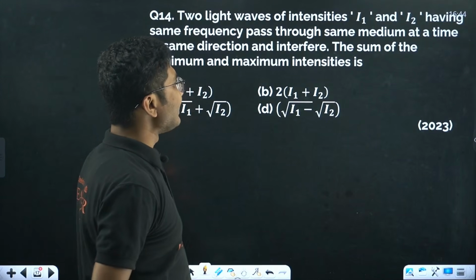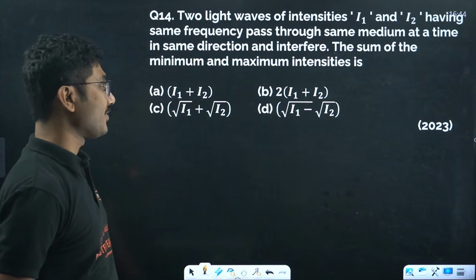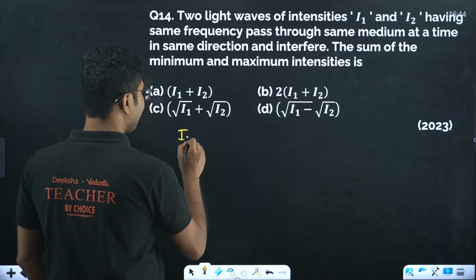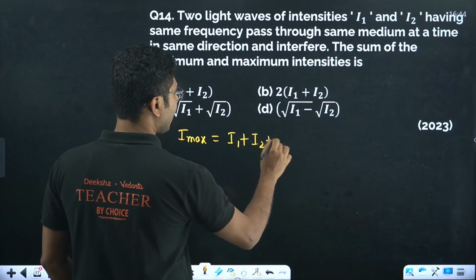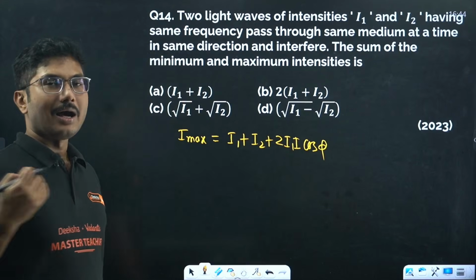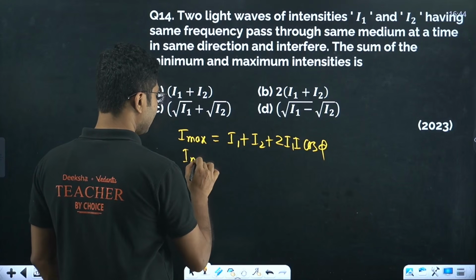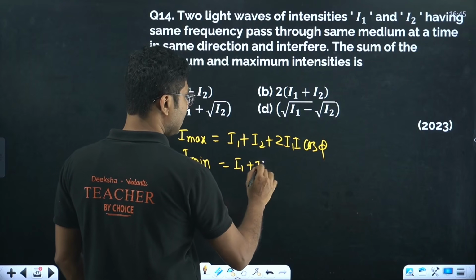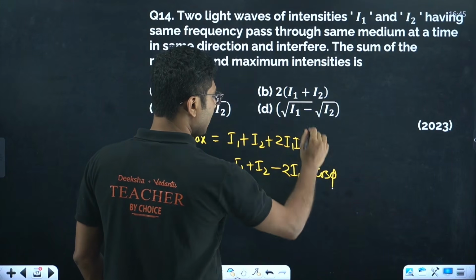Two light waves of intensities I1 and I2 having the same frequency pass through the same medium at a time in the same direction and interfere. What is the sum of the minimum and maximum intensity? The maximum intensity is I1 plus I2 plus 2 root I1 I2 cos phi, where phi is the phase difference between the two lights. Obviously they are not in the same phase. What about the minimum intensity? It is I1 plus I2 minus 2 root I1 I2 cos phi. So the cos phi terms cancel.